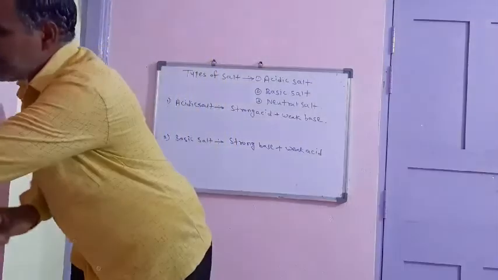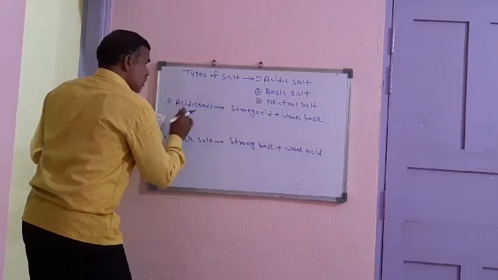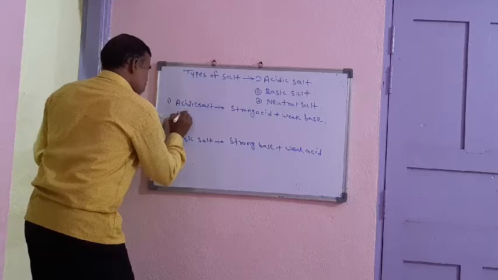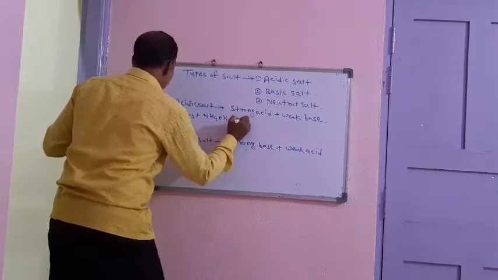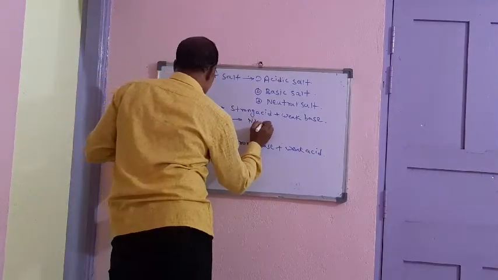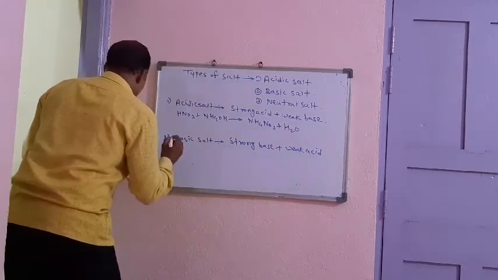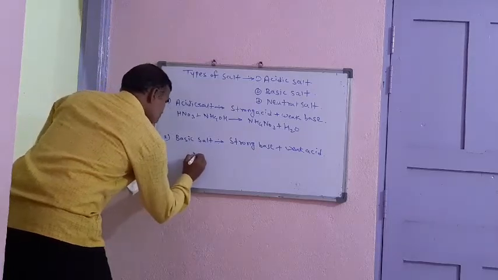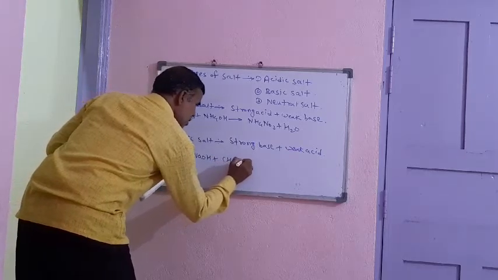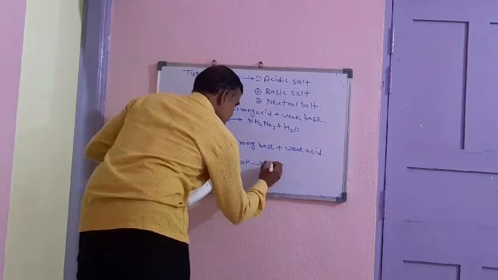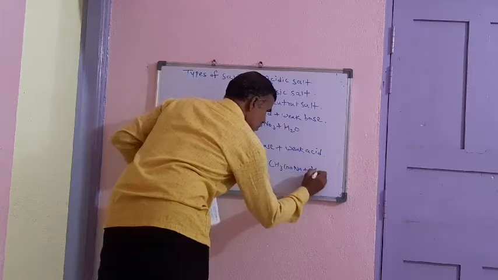First look at this acidic salt. We get the acidic salt from strong acid and weak base. HNO3 plus NH4OH, we get NH4NO3 plus H2O. And next basic salt, we get strong base NaOH reacted with weak acid CH3COOH. We get CH3COONa plus water.